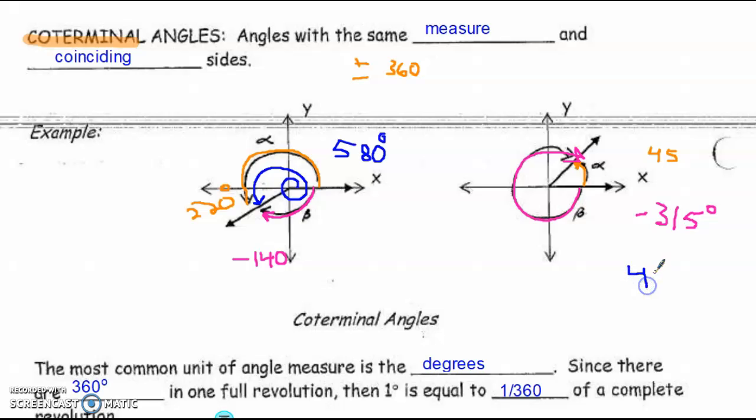So here's the blue angle. And let me draw that for you. So I start here at our initial side. I do a complete lap. That happens to be 360 plus another 45. And guess what? We get 405 degrees. So that's all coterminal means, adding and subtracting of 360.